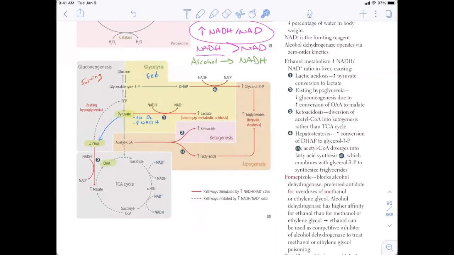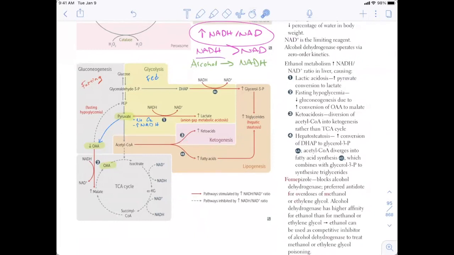NADH is required to make lactate as well. So if alcohol increases NADH, lactic acidosis sets in. This is how you put it together. Your NADH actually promotes ketogenesis. NADH promotes ketogenesis and fatty acid production.